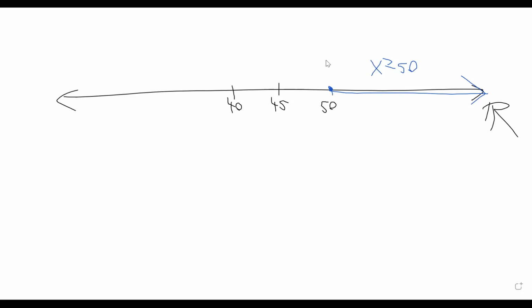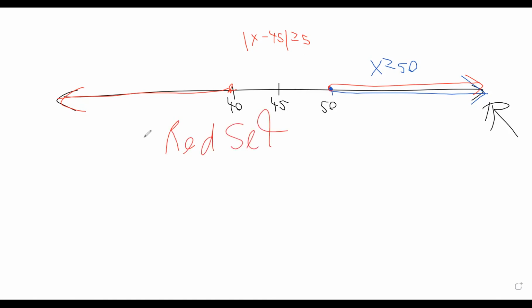Now, if we also look at this set, let me show you this here. Okay, that's over the blue line. This is the set of x values such that the absolute value of x minus 45 is greater than or equal to 5. These are all the x values that are at least 5 away from 45. So this red set contains the blue set. The red set contains the blue set.